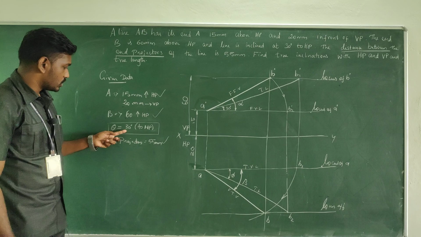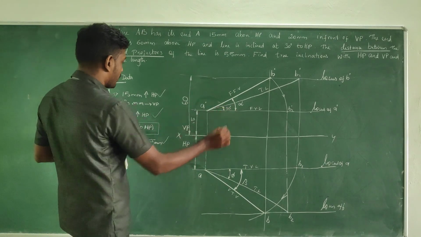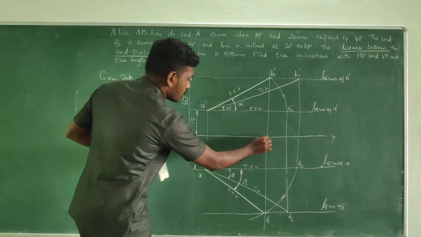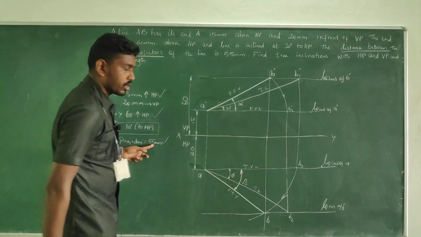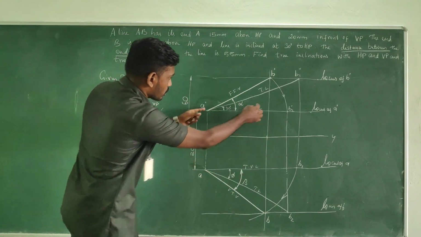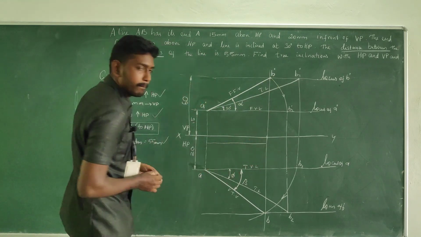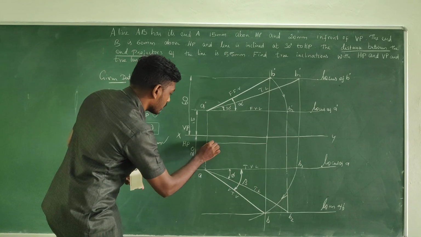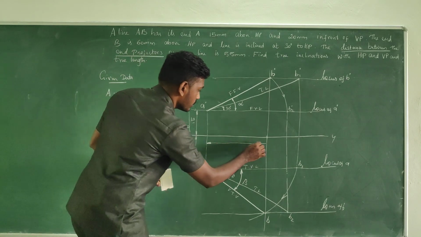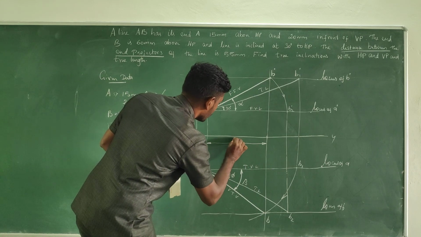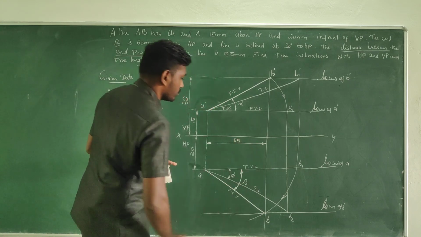And then theta 30 degree, which I have noted, and the end projector is 55. So here is the end projector line. In between the projectors, take a horizontal line, okay, and mark the dimension something like this. Right above the line 55.